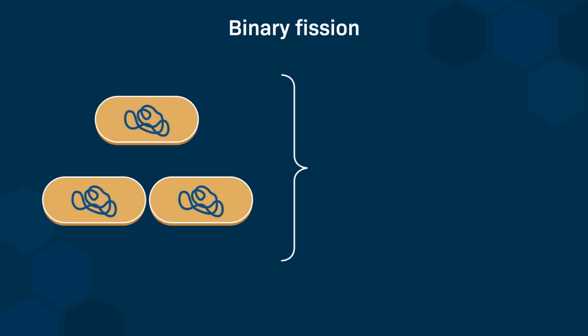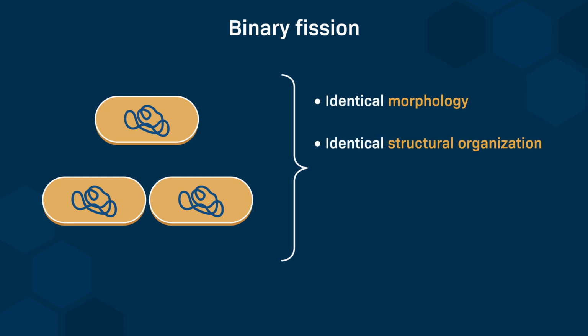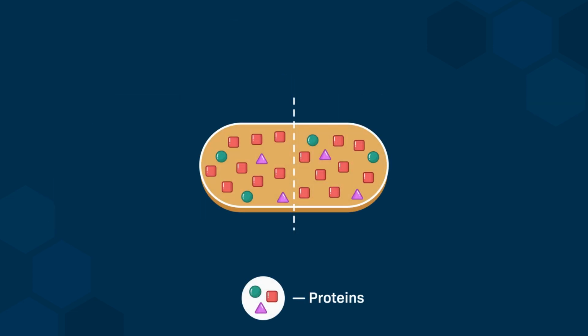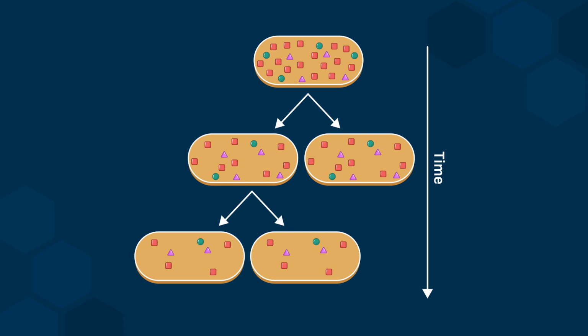Both the original and resulting cells have identical morphology, identical structural organization, identical biochemical activity, and identical requirements for survival and proliferation. The simple distribution of an existing set of essential proteins from a single parent cell between two resulting cells is not viable, because without new synthesis, the concentration of proteins in the cell would decrease by 50% each time the cell divides. This would result in cell death.